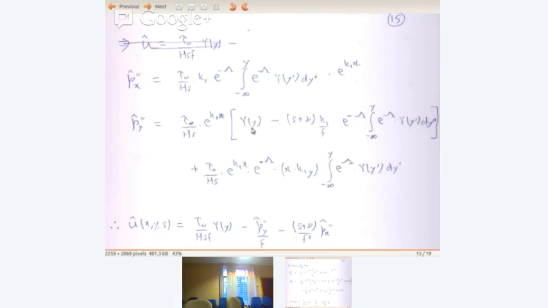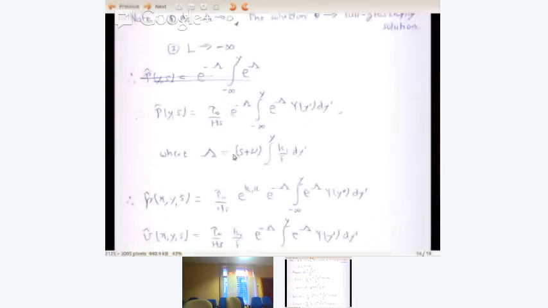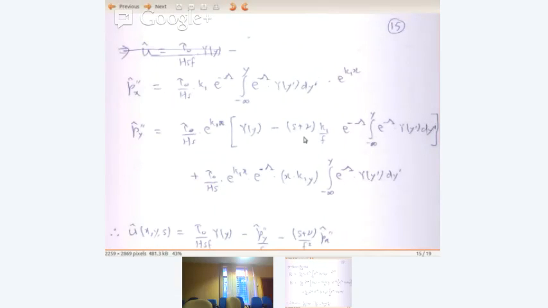That's what you have in the first term. So tau naught by hs into e power k1x has been taken out as a common factor. So you get y of y. The second derivative is for e power minus lambda, and if you recall what lambda is, it's s plus mu, that's a constant, integral rho y k1 yf dy prime. So you'll basically get s plus mu into k1 yf, that's it, and the rest of it remains identical, nothing changes there. And of course these terms are there, this factor which has been taken out as a common factor.